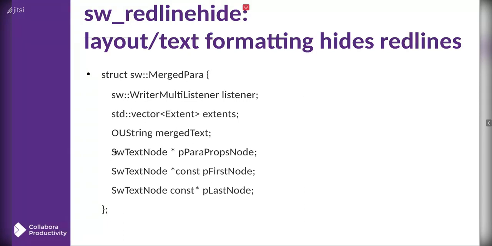The extents vector contains indexes for the visible parts, and then there's a string with the merge text, which contains only the visible text from all of the participating text nodes. Then we need a few pointers to text nodes. The para properties node is used for the paragraph properties of the merged text frame, such as margins and things like that. And then we just have the first node and last node, which are self-explanatory.